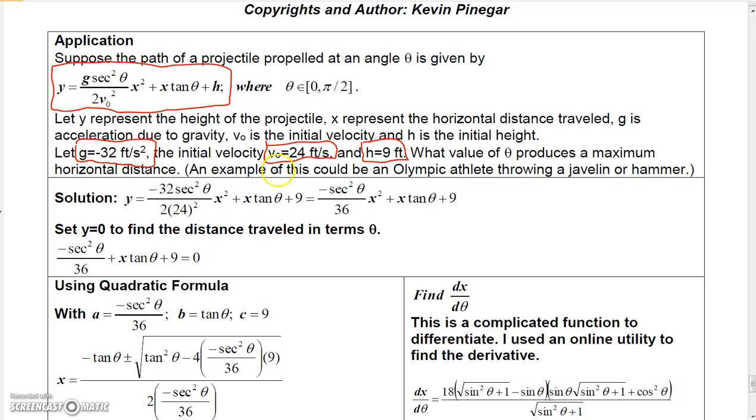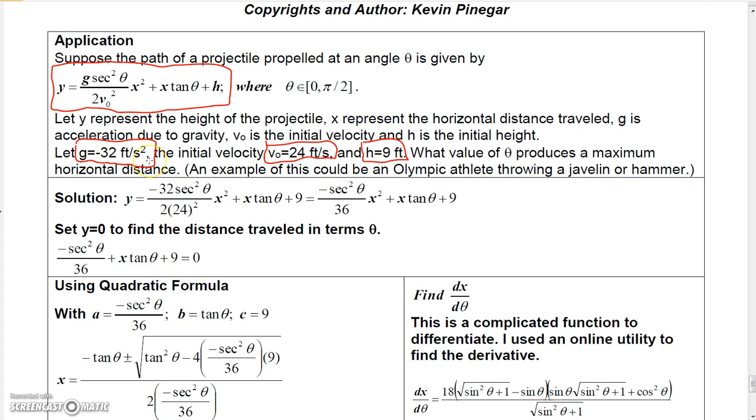So an example of this could be maybe an Olympic athlete that's tossing some object like a javelin or a hammer or a shot put. And you'll notice that 9 feet might be the height where the item is released, and then the initial velocity is 24 feet per second.